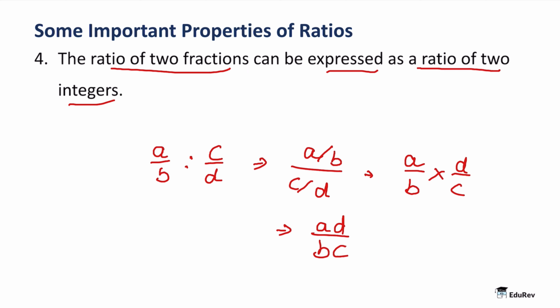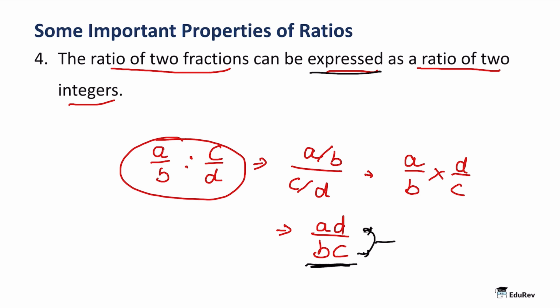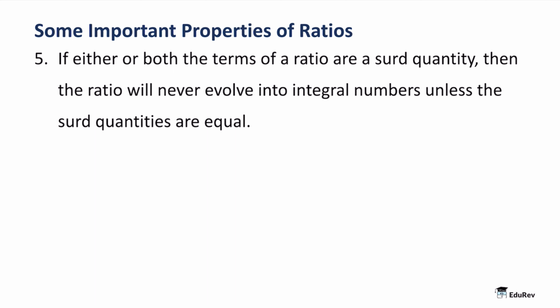And that is what it is trying to tell us: the ratio of two fractions, which we have here, can be expressed as a ratio of two integers, because A and D and B and C are all integers here. So now we are expressing this ratio in the form of a ratio of two integers. Got it? Great. Let's move on to the fifth property.